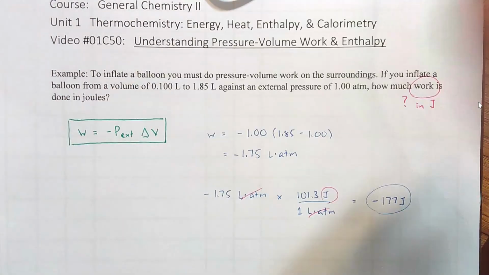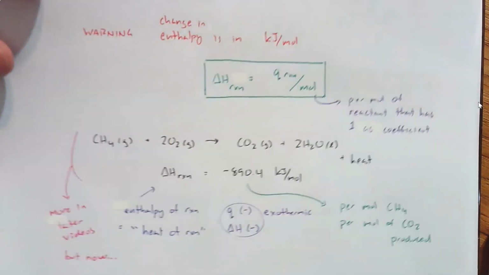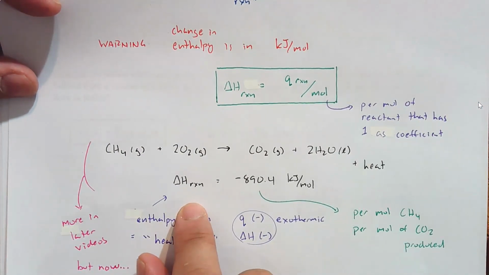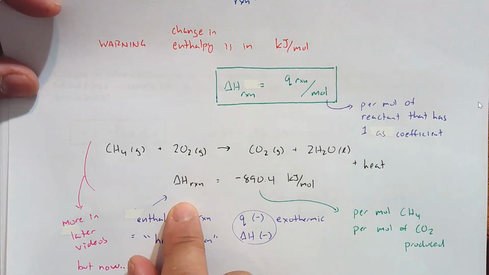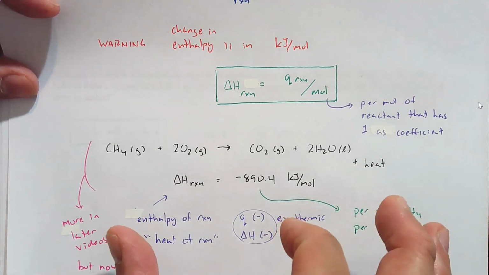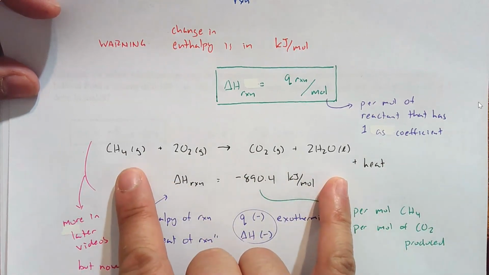In the next couple of videos, we are going to start looking at enthalpy, and the majority of this unit is delta H, and how to manipulate it, how to calculate it, and what it actually means for the chemical reaction.